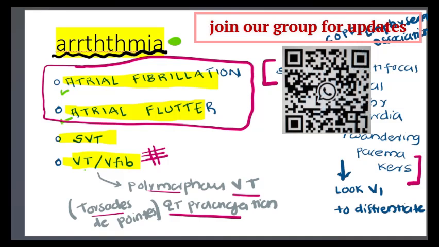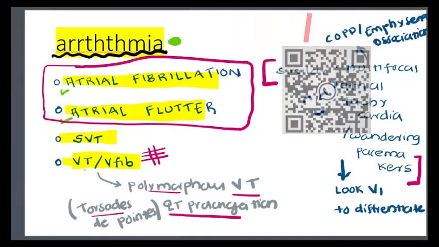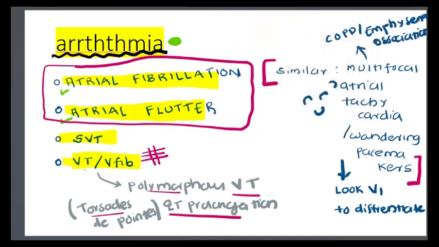So in this lecture we will discuss different types of arrhythmias. In this lecture we will discuss atrial fibrillation and atrial flutter. The remaining will be discussed in the next lecture. So, atrial fibrillation and atrial flutter.